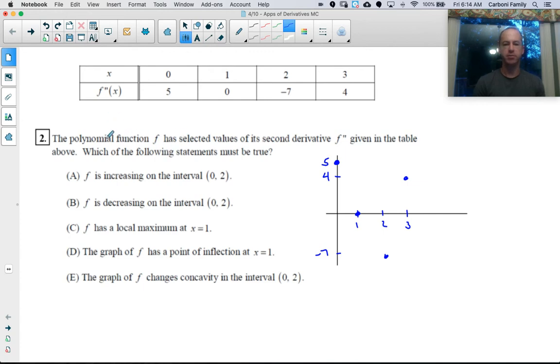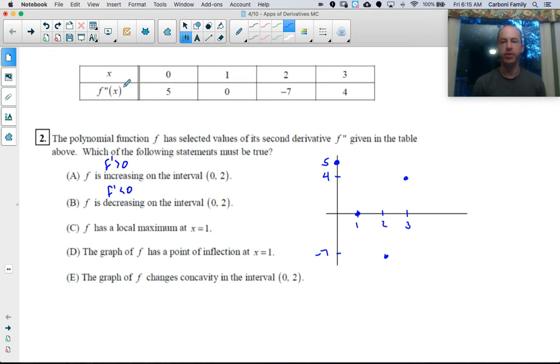Okay, looking at some multiple choice questions dealing with applications of derivatives. First question, number 2, is dealing with the second derivative. They give you a table of values and ask which of the following must be true. A and B are dealing with increasing and decreasing, and the best way to determine that in calculus would be to determine if the derivative is positive or negative.